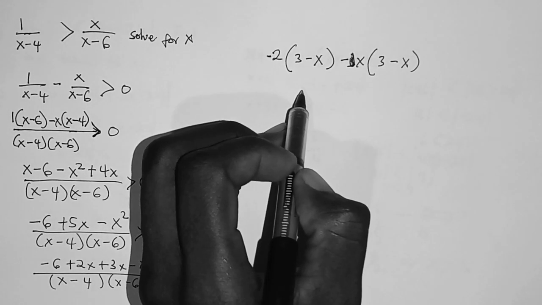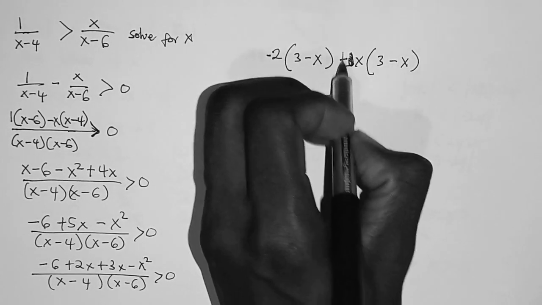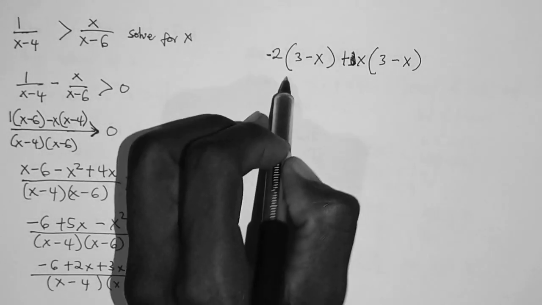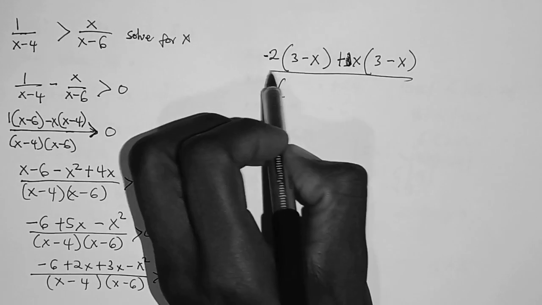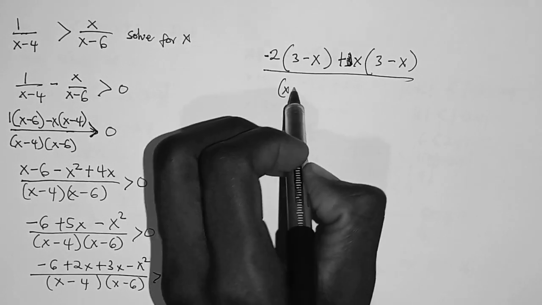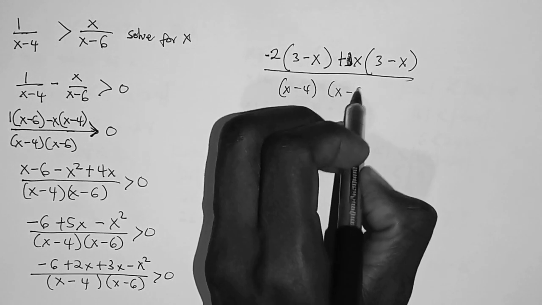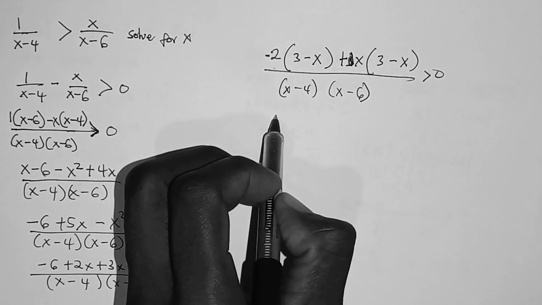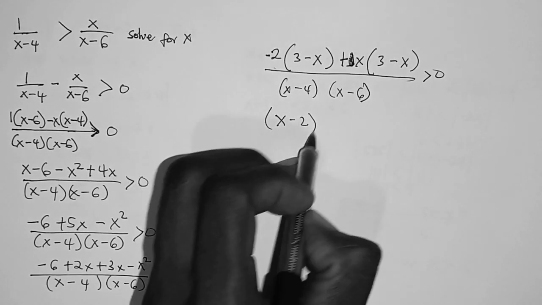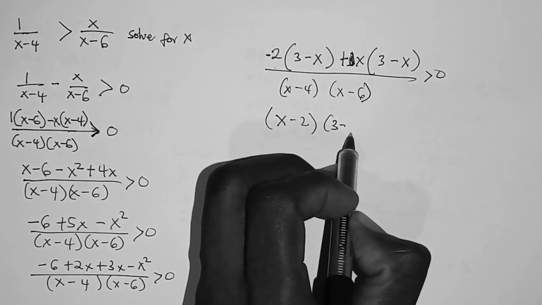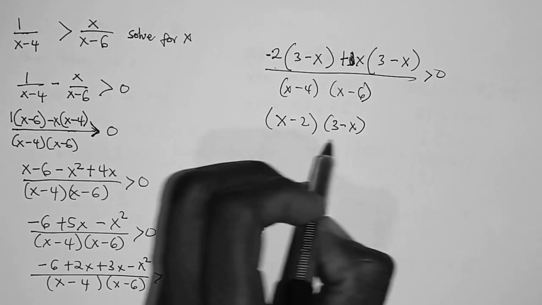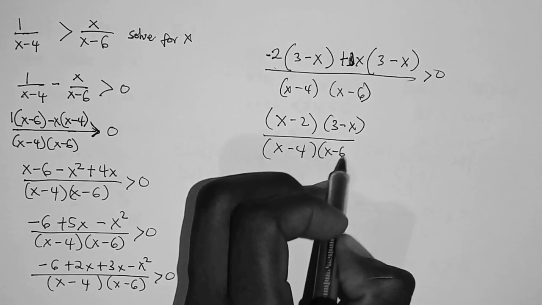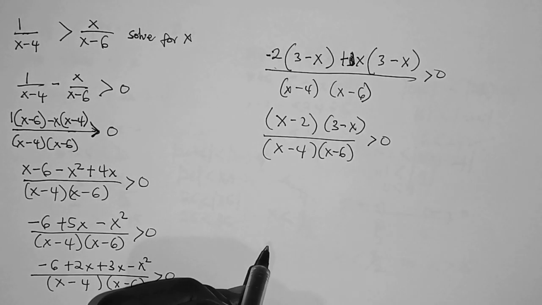So at the end of the day, sorry, here is plus, so plus x, because we are factorizing x from this side. It becomes divided by x minus 4, then x minus 6 greater than 0. So it becomes x minus 2 in one bracket, then times 3 minus x in another bracket, divided by x minus 4, then x minus 6 greater than 0.